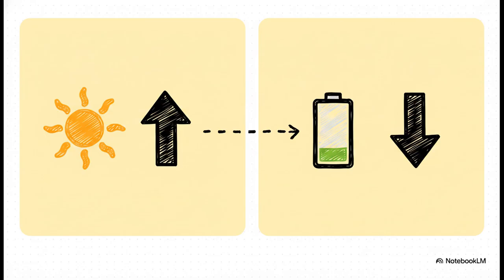Now here's a decreasing trend example we can all relate to. High screen brightness versus low battery life. As your phone's screen brightness goes way up, your battery life rapidly goes down. This perfectly illustrates a negative correlation. One variable goes up, directly causing the other to go down.